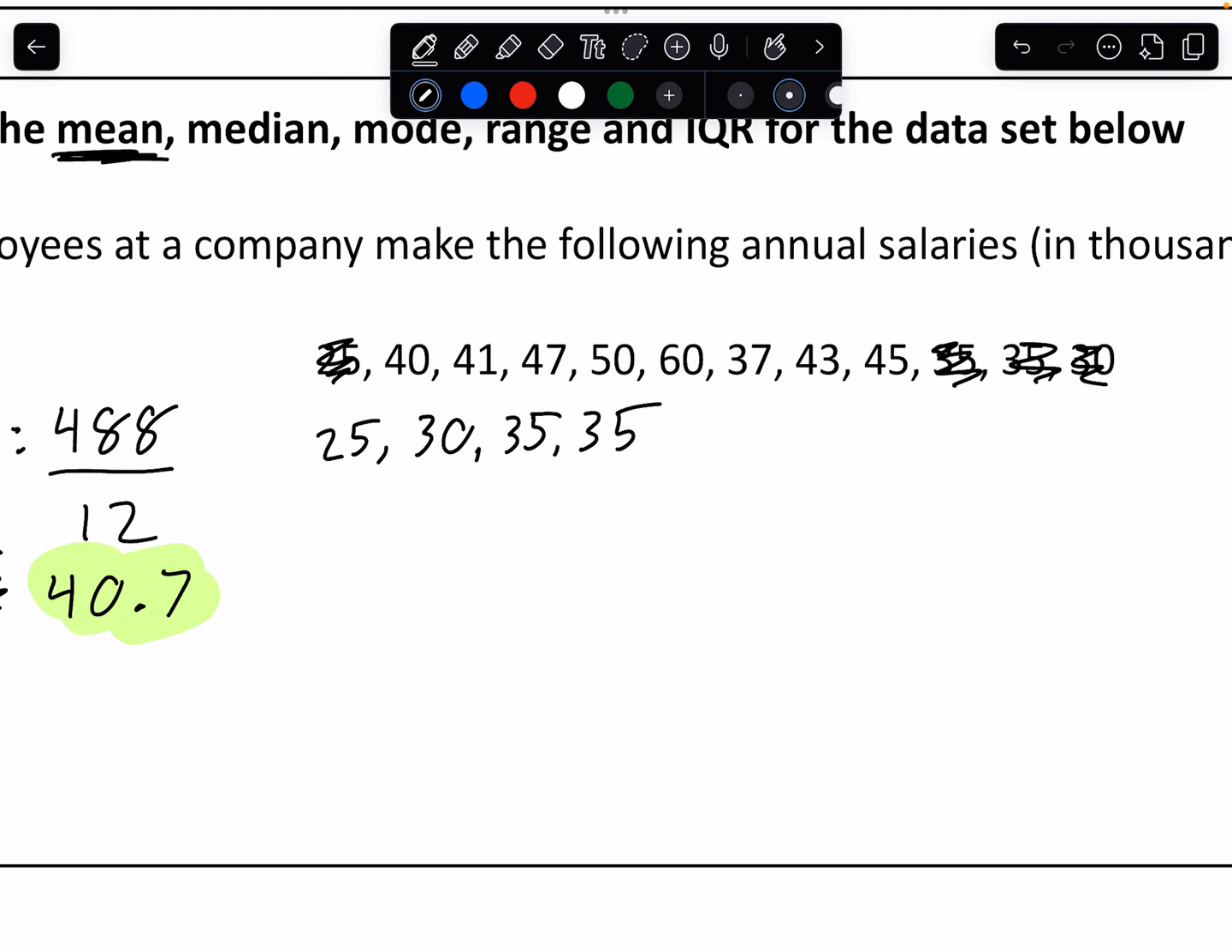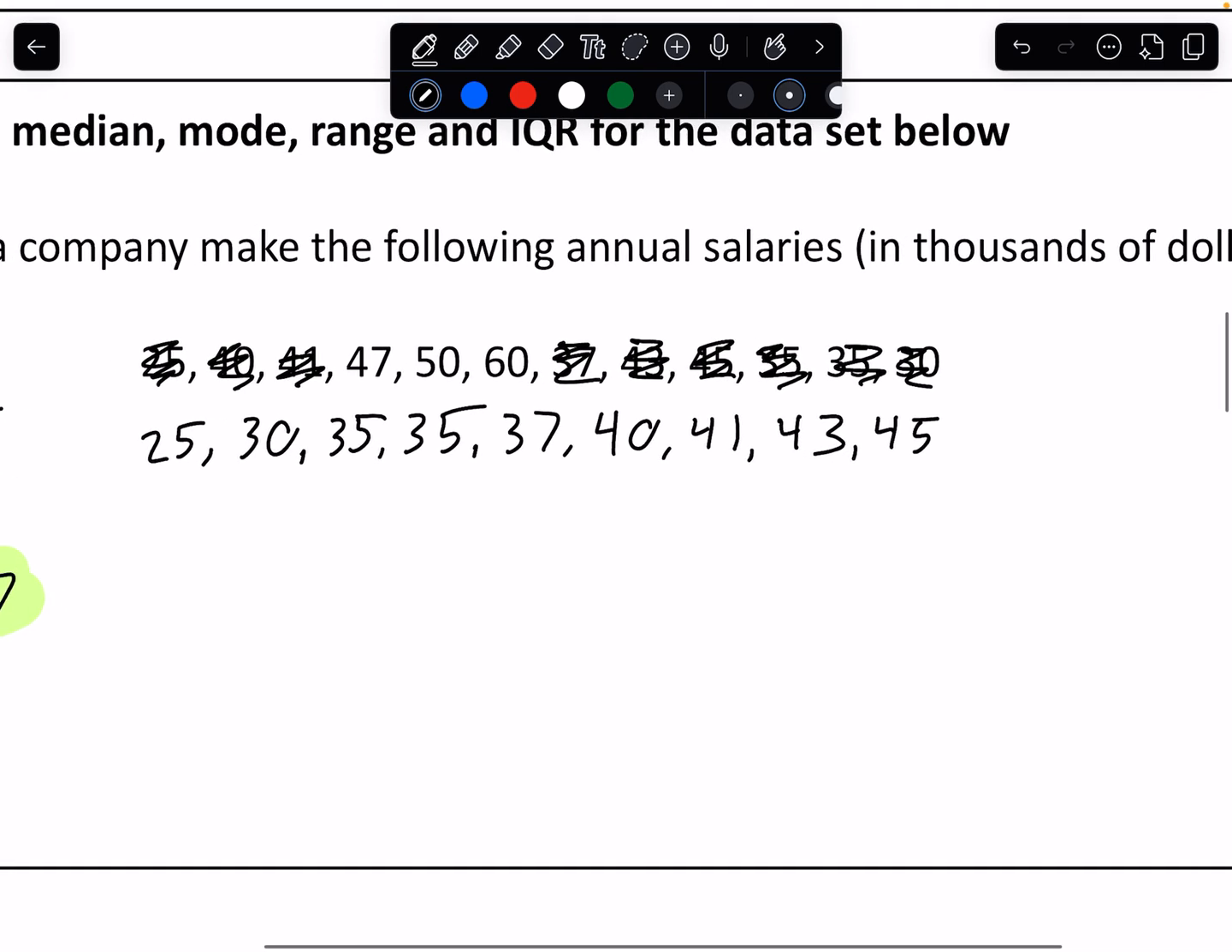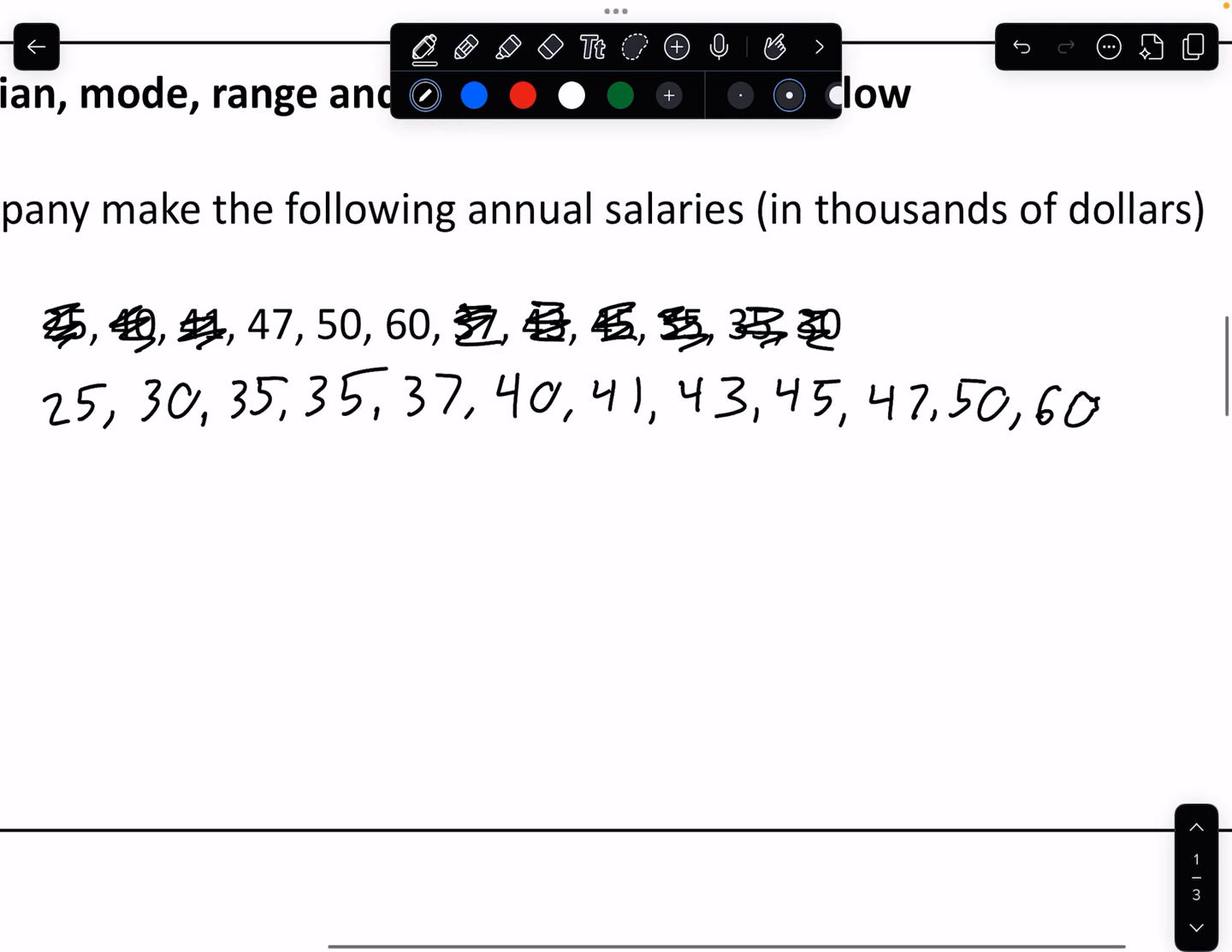I've got 37. I've got 40, 41, 43. Oh, I forgot to cross stuff off. 40, 41, 43, 45, 47, 50, and 60. Okay, and to get our median again, put them in the right order.